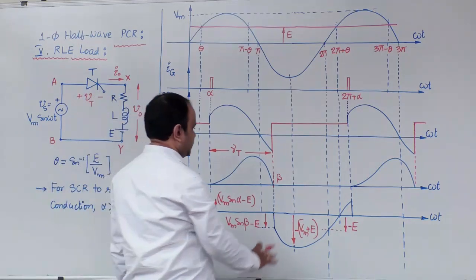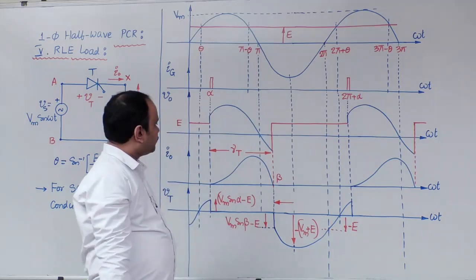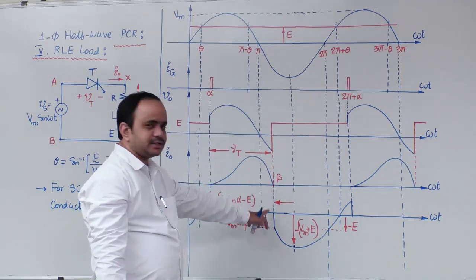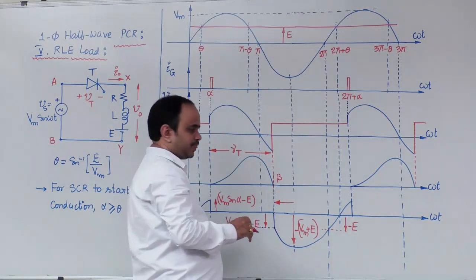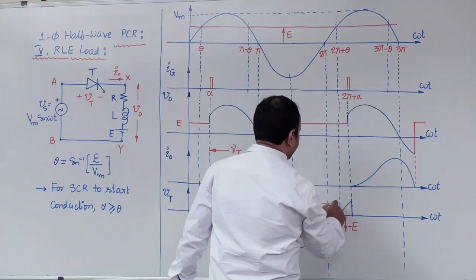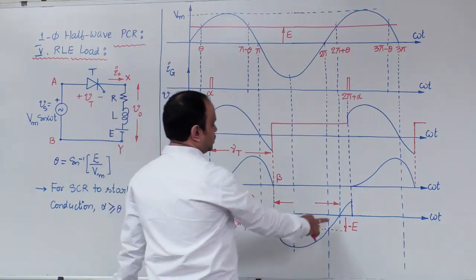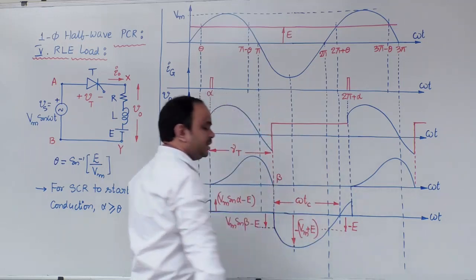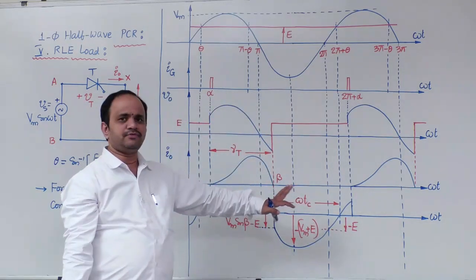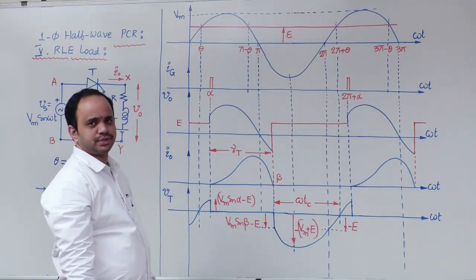One more parameter here. What is the circuit turn off time? Circuit turn off time is measured from the instant at omega t equal to beta, where anode current is 0, to the instant where the reverse voltage due to the external circuit is 0, that is at 2 pi plus theta. Okay, so this interval will be treated as circuit turn off time. So this is about the waveforms. Now let us write down the conclusions.